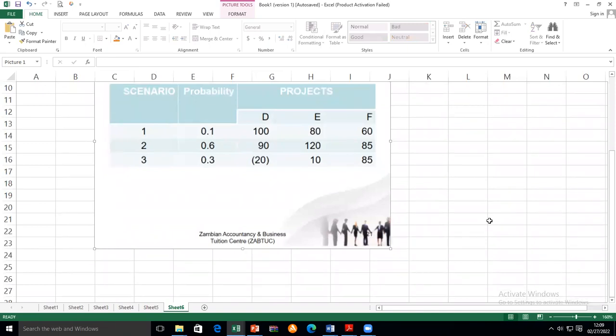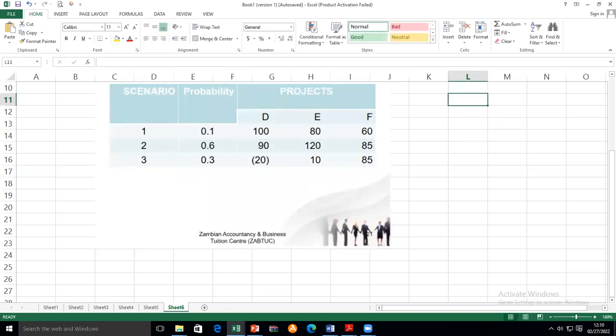I hope you can see the figures on my spreadsheet. So let's go. Let's try these rules now. We've got D, E, and F, and you've got number one, number two, and number three. The values are 100, 80, 60, 85, 120, 90, minus 20, 10, 85.